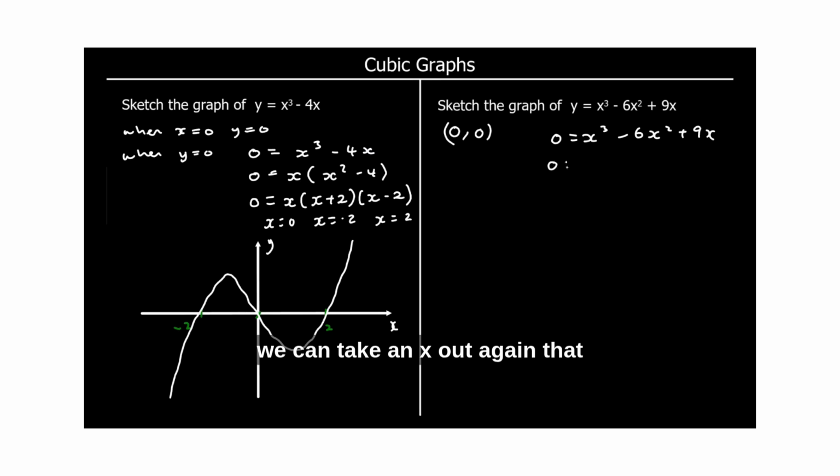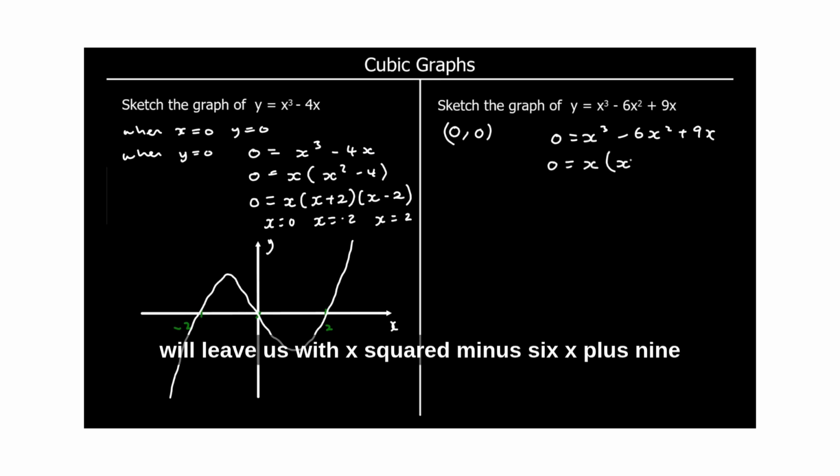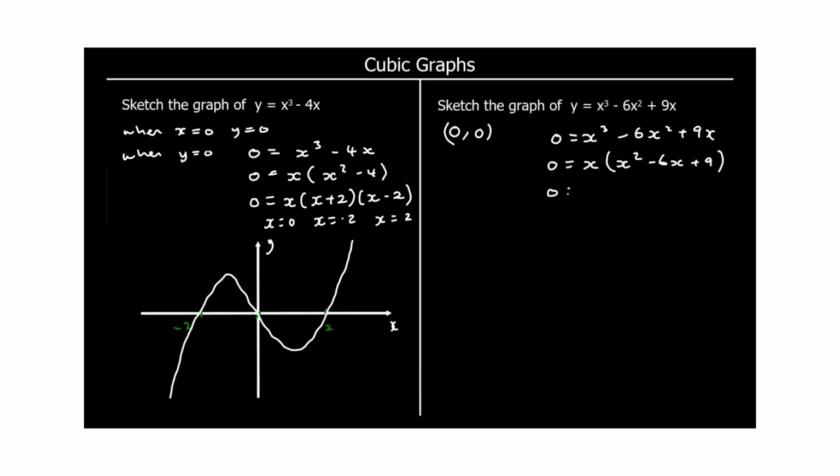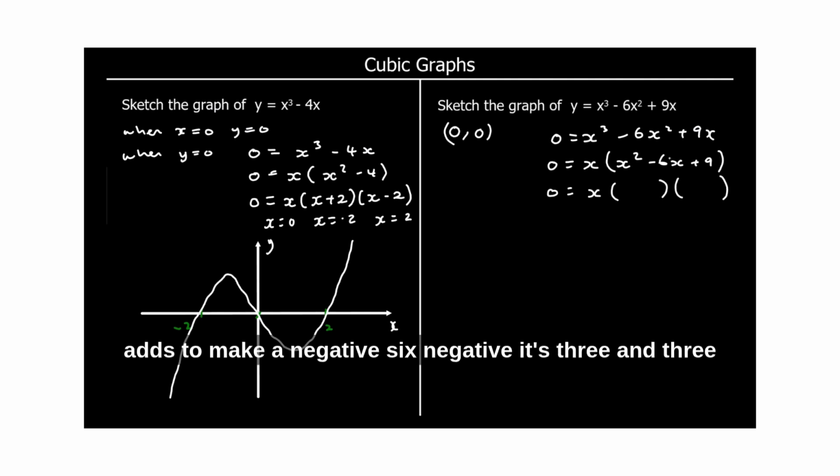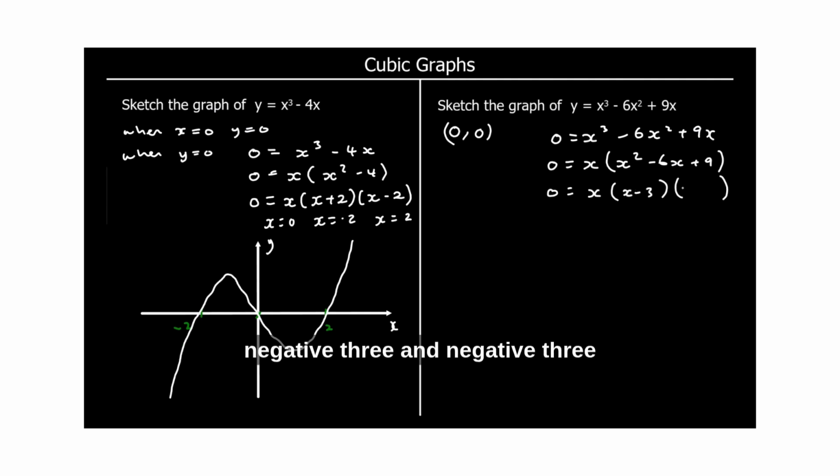So we can take an x out again. That will leave us with x squared minus 6x plus 9. So then we can put that into double brackets. And what multiplies to make 9 and adds to make negative 6? It's negative 3 and negative 3. So we've got a repeated root. That's the same as x times x minus 3 squared. So we've got a repeated root here.